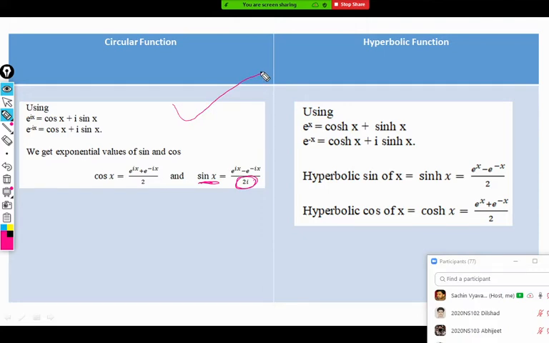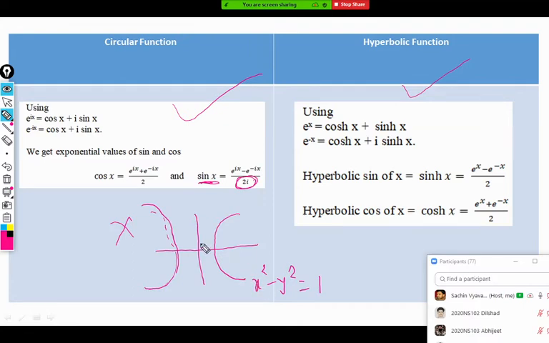Come to the hyperbolic functions now. These hyperbolic functions are similar to the circular functions, only they satisfy one branch of a hyperbola. Say this is the equation x square minus y square equal to 1. So we take the right branch of a hyperbola. There are two branches, you know, so there is one more branch on this side, but we are not interested in that. We are interested only in one branch of the hyperbola.